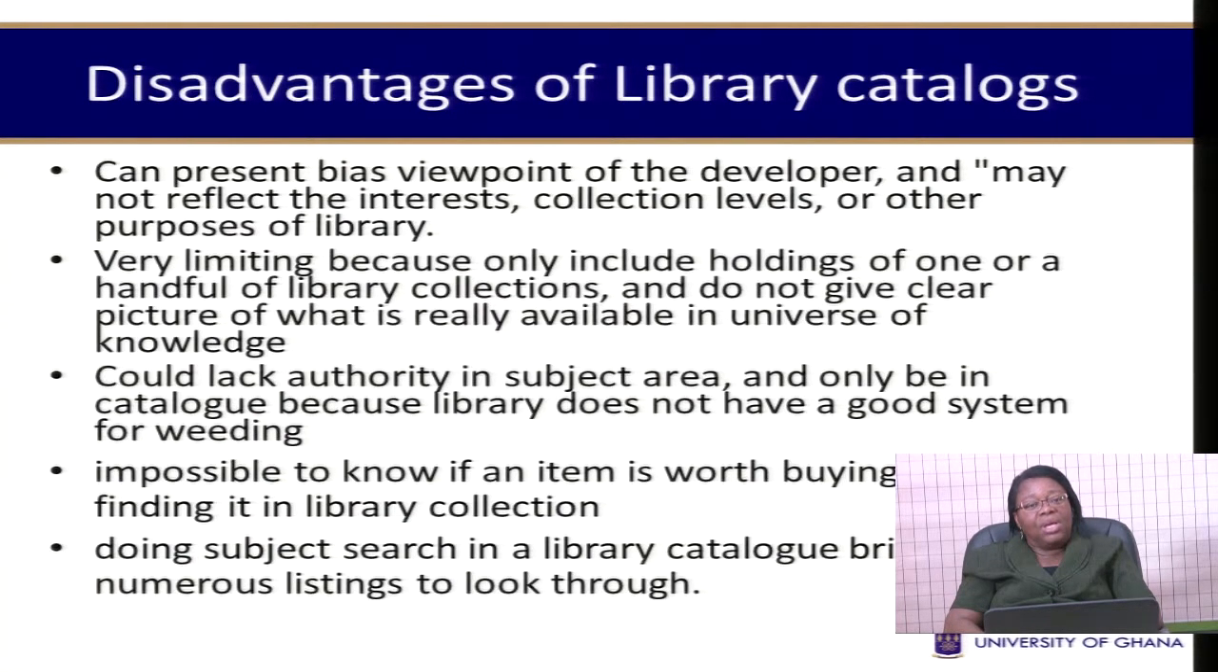If it is a union catalog, then it will have several libraries joining. But once it's a library catalog, it's just about one institution listing its collections. And it can also lack authority in a subject area simply because the librarian has not found it good to weed the system. By weeding, we mean taking out materials which are no longer required in the collection. In some institutions, they weed the collections every 10 years to be able to make room for new materials which are being purchased to replace the ones which have been weeded out.